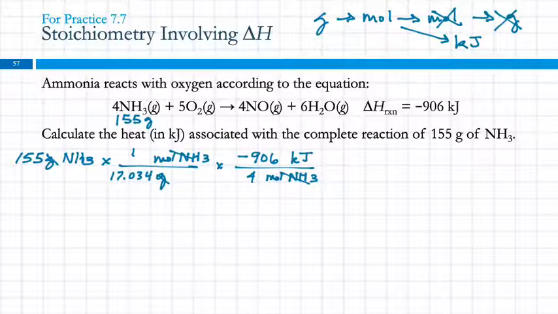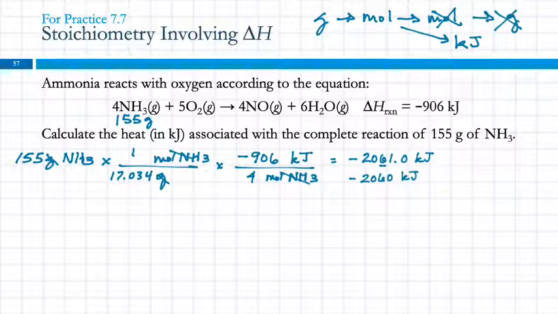155 divided by 17.034 times negative 906 divided by 4, negative 2061.0 kilojoules. I should have 3 significant figures on that. So I can round that to minus 2060 kilojoules.